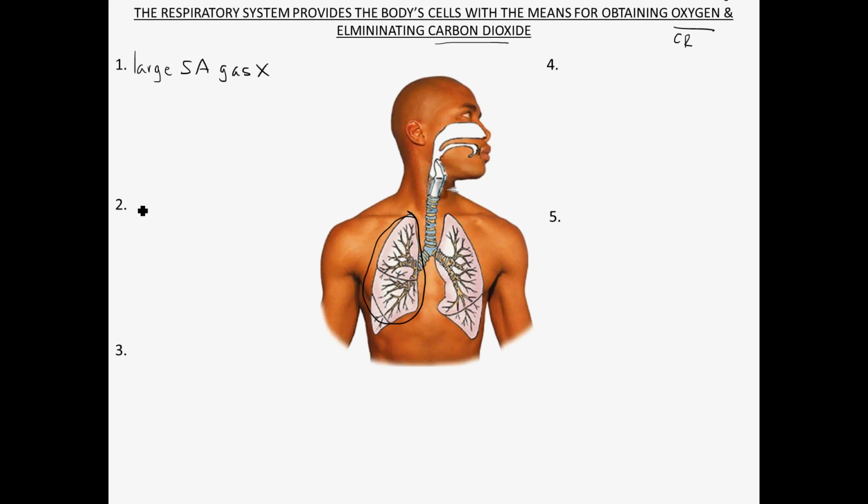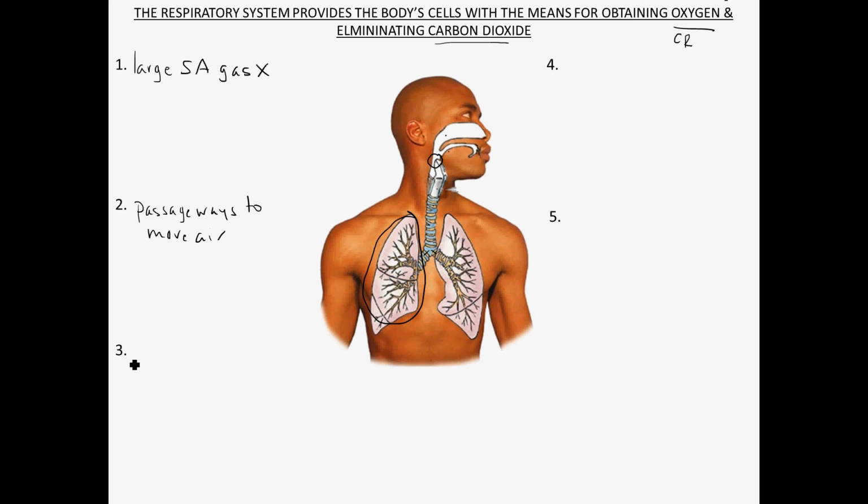Then there are passageways to move the air into and out. So we have, of course, the nasal cavity, the oral cavity, the pharynx or the throat, the larynx, and then the trachea and the bronchi. So these are essentially tubing that's open to the outside world at the nose and at the mouth. And this is where the air is going to get in and out.